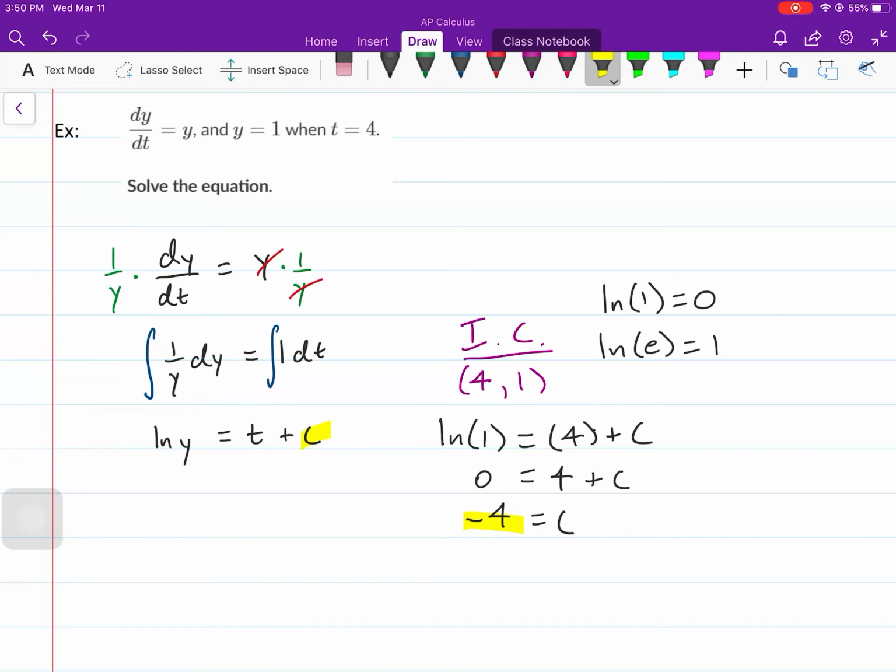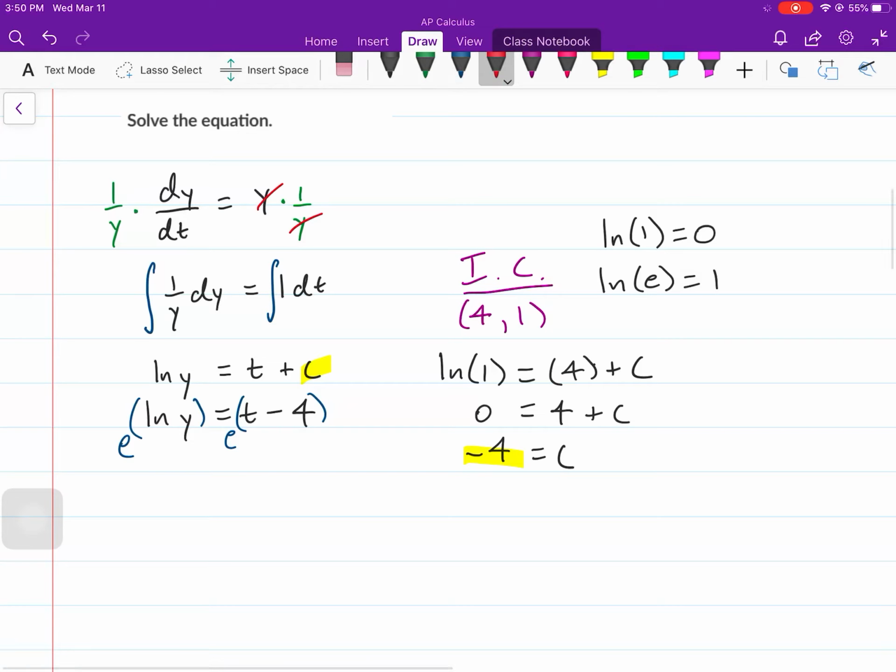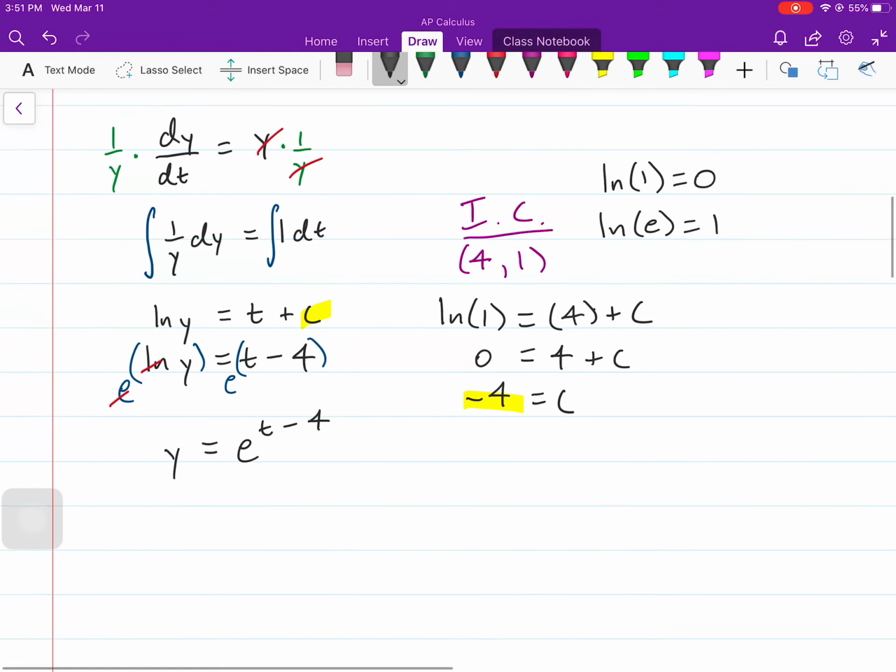I'm going to go ahead and substitute that in for c. Natural log of y equals t minus 4. And let's go ahead and solve for y now. So we're going to raise each side with the base of e, and the reason why we do that is that's what's going to cancel out that natural log and give us y by itself. So y equals e to the t minus 4. So technically, if this was a free response question, you're done. You wouldn't have to do anything from here.